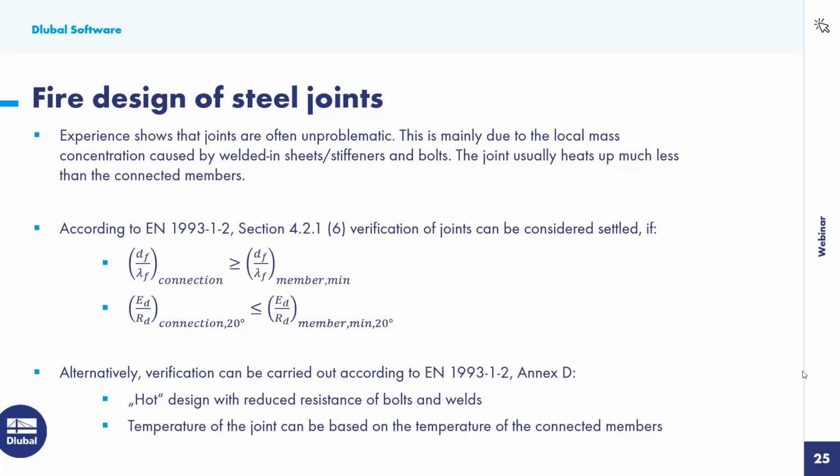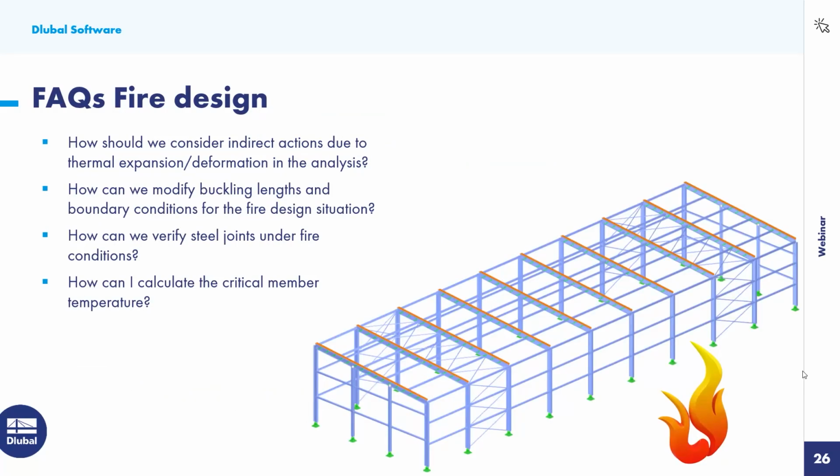Alternatively, if these requirements are not fulfilled, we have Annex D to do a hot design of our weld or connection components, such as the welds and the bolts. And here again, we have to determine a temperature, and that can be based on the connected members. You can calculate this temperature by using our program, of course. And then with this temperature, you could derive the reduced capacities of bolts and welds and then verify your joint with those.